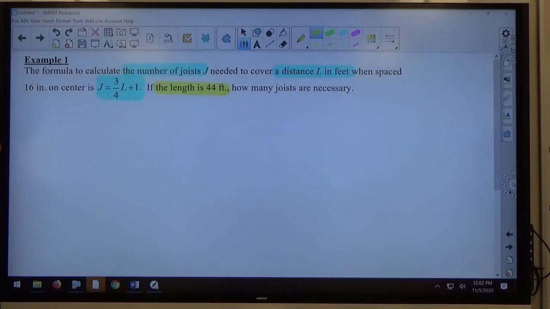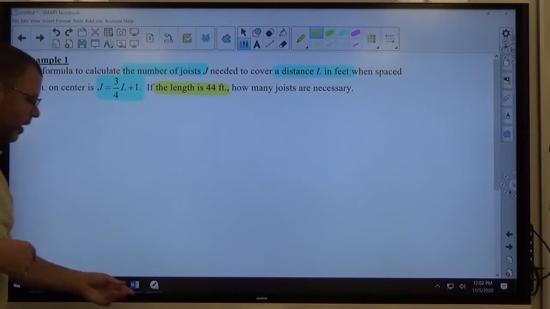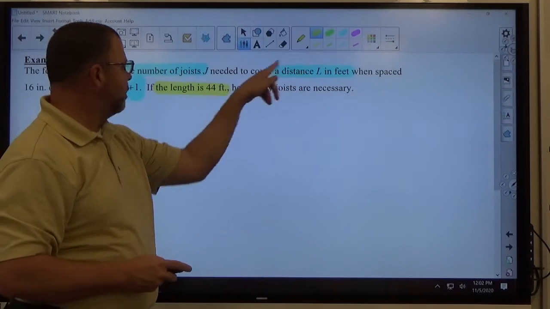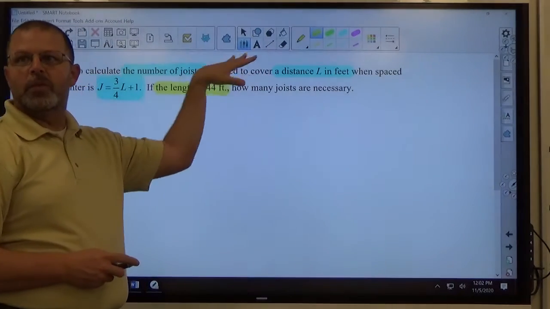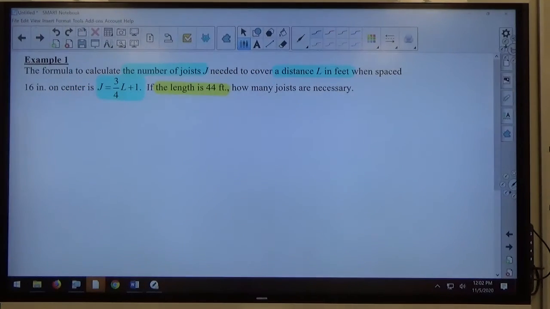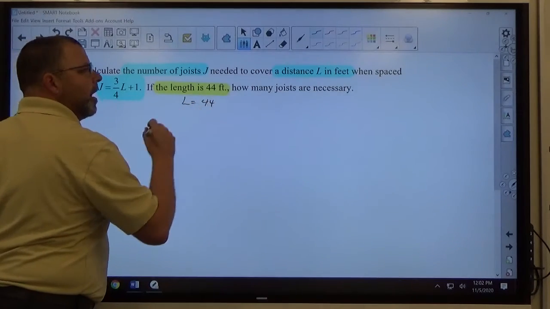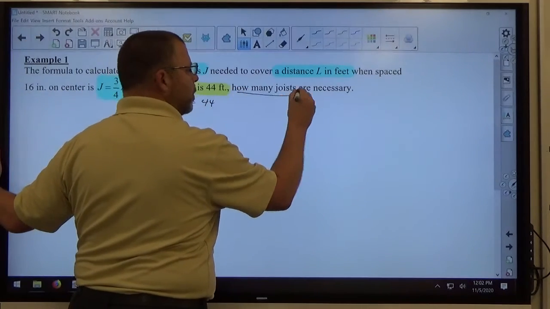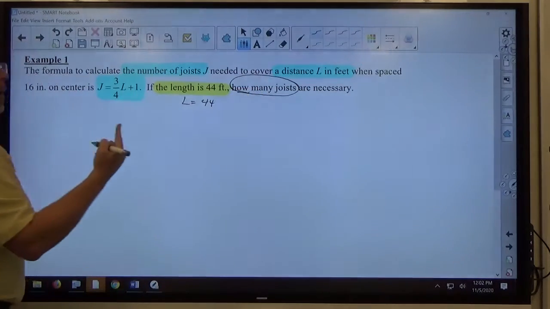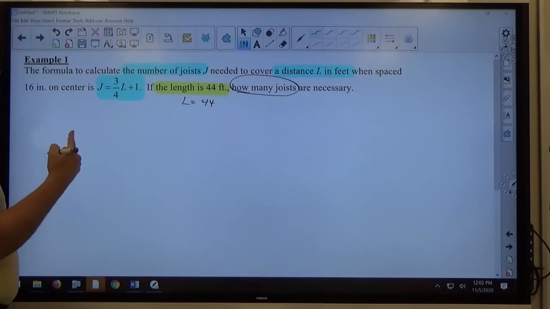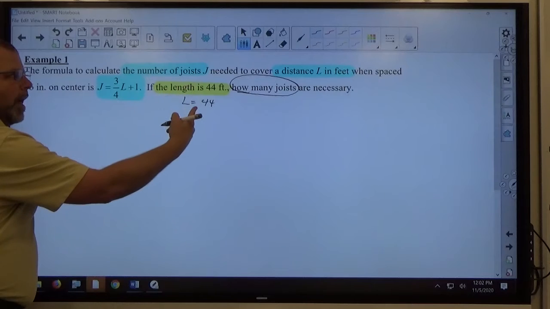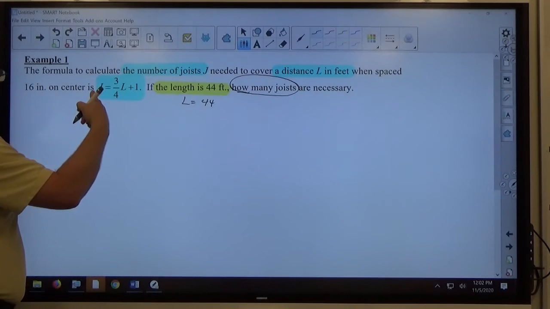Which one is length, J or L? L is length, right? And it says length in feet, L in feet, this is 44 feet. They gave me the length in the right unit. They tend to do that, but if they gave the wrong unit, you might have to do some unit conversion. But I'd say more often than not, expect the units to be correct. So they're telling me L equals 44, and they ask how many joists, what are we looking for? What letter is joist? J. So they're telling us what L equals in the equation, and they're asking us what J equals.